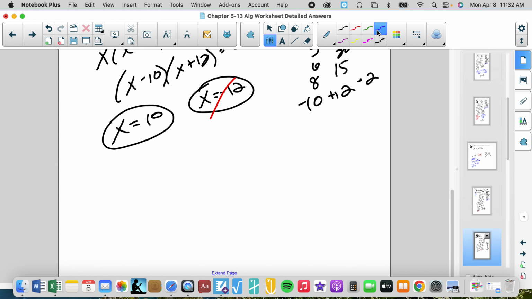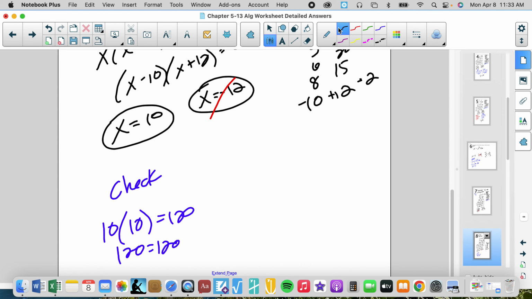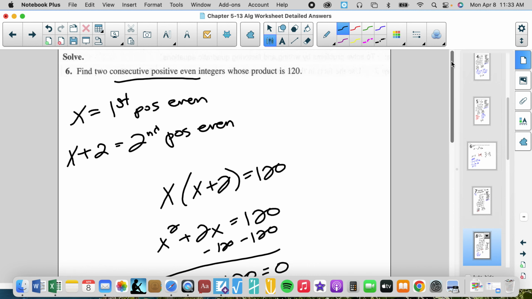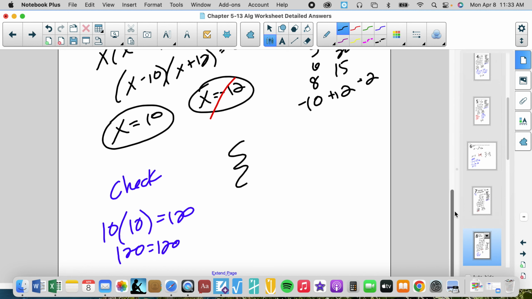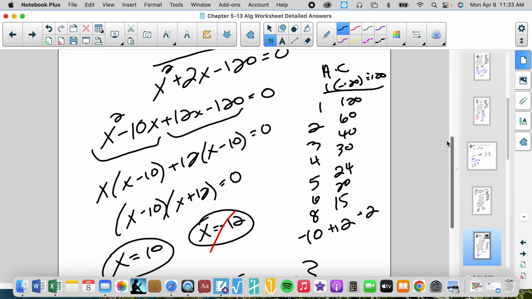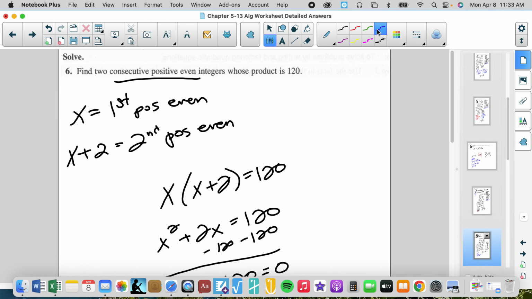So my check is going to be 10 times 12 equals 120. Yes, it does. So my solution is going to be two consecutive positive, 10 and 12. So if x is 10, then the next one will be 10 plus 2, or 12. That's how we look at it.